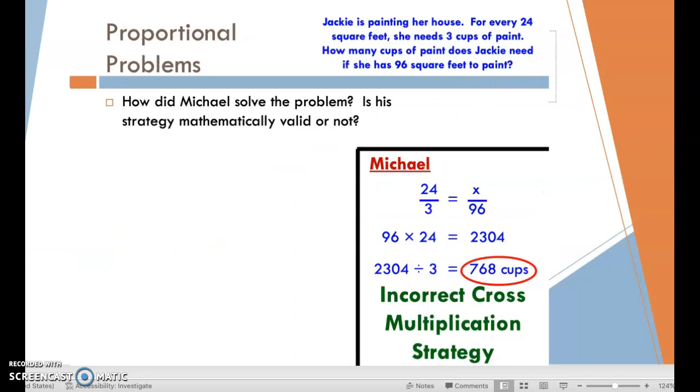Okay. How did Michael solve his problem? Same problem. 24 over 3 equals x over 96. He tried to use the cross multiplication strategy. He got 768 cups, which we now know is incorrect. So break this down and think about how he should have done this.